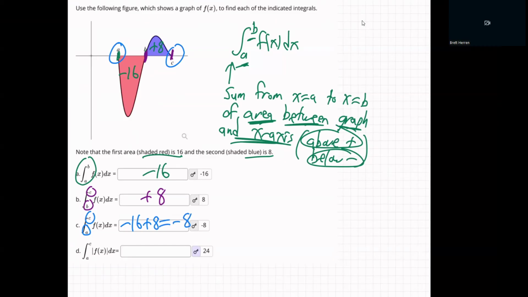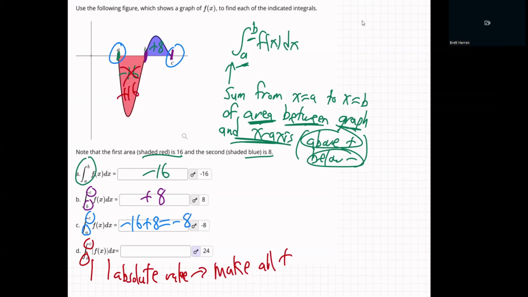And then finally, the last one, they say how about if you go from a to c, but then they put absolute value lines. This means absolute value. It means make it positive, make everything positive. So that's going to turn this into plus 16. We're going from a to c, from here to here. It's going to be plus 16 plus 8, since it makes everything positive, so positive 24. And so there we go. That just means the area when they write that symbol.